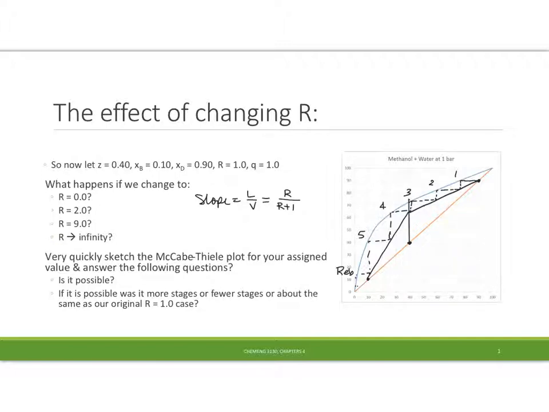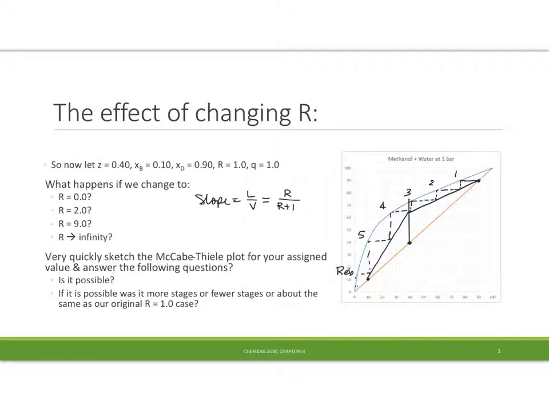And so we're going to be looking at some various values. So I'd like for you all to divide up and look at different values, 0, 2, 9, and infinity. And I want you to do this fairly quickly, so I've shown you that. Notice I just sketched it out. I didn't really carefully draw in all the stair steps. I did carefully draw in the operating lines, but not the stair steps. And for today, just do that, okay?